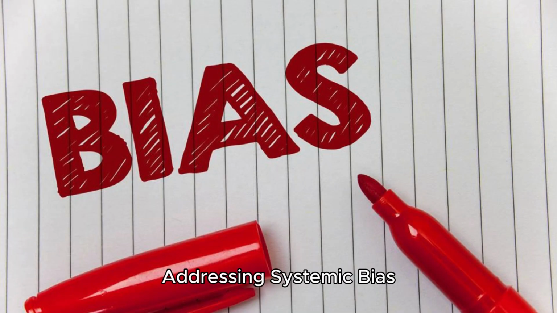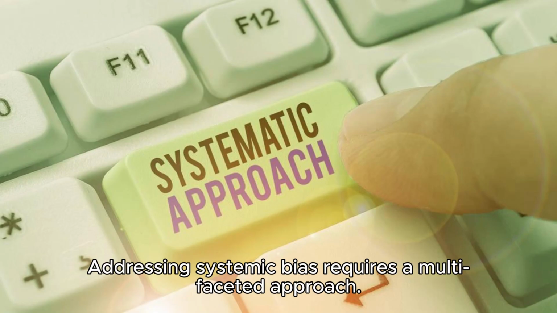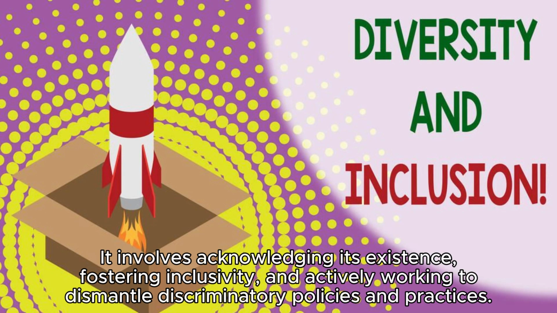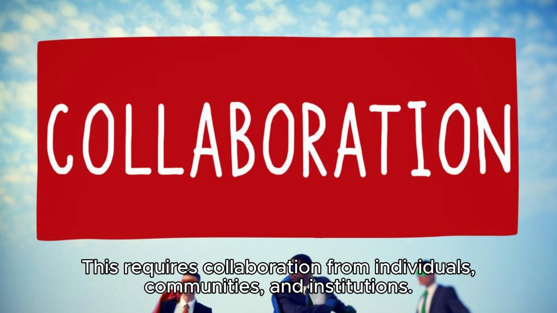Addressing systemic bias. Addressing systemic bias requires a multifaceted approach. It involves acknowledging its existence, fostering inclusivity, and actively working to dismantle discriminatory policies and practices. This requires collaboration from individuals, communities, and institutions.